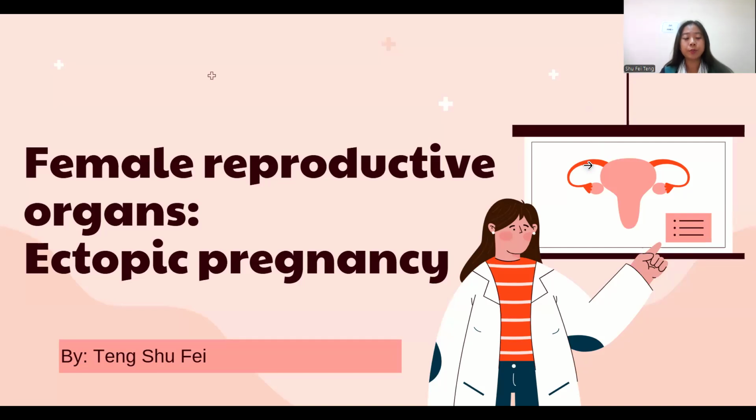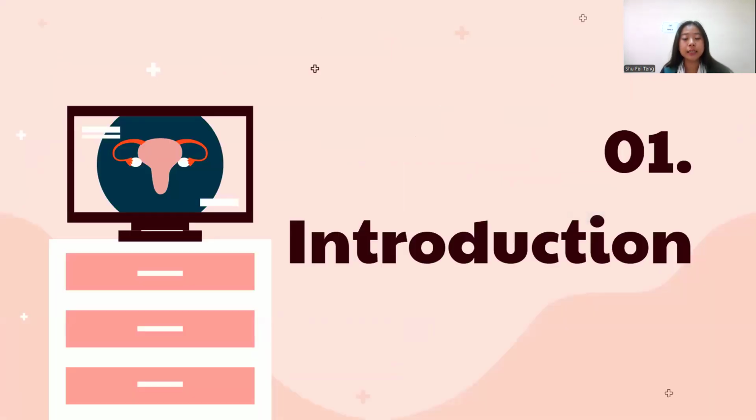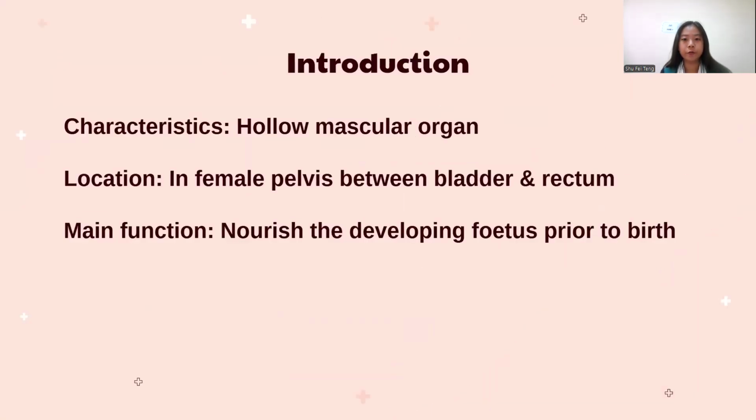So today I'm going to present about the female reproductive organs and the condition is about ectopic pregnancy. This is a table of contents of my presentation. So this is the introduction of the female reproductive organ. The uterus is a hollow muscular organ which is located in the female pelvis between the bladder and rectum. The main function is to nourish the developing fetus prior to birth.